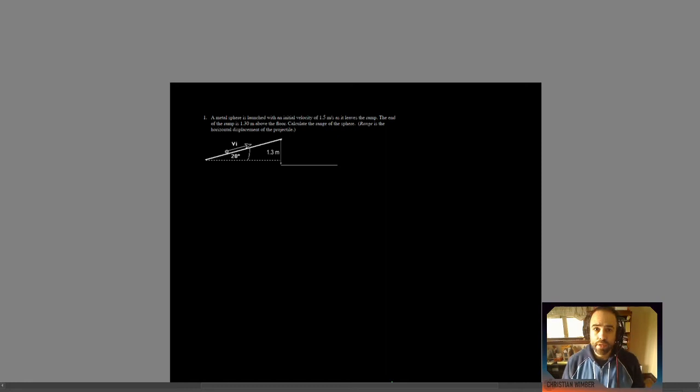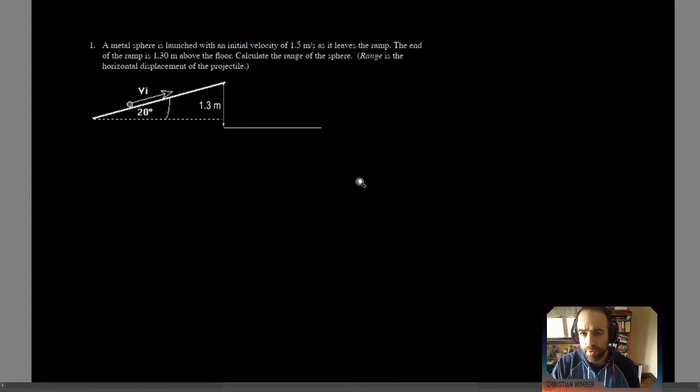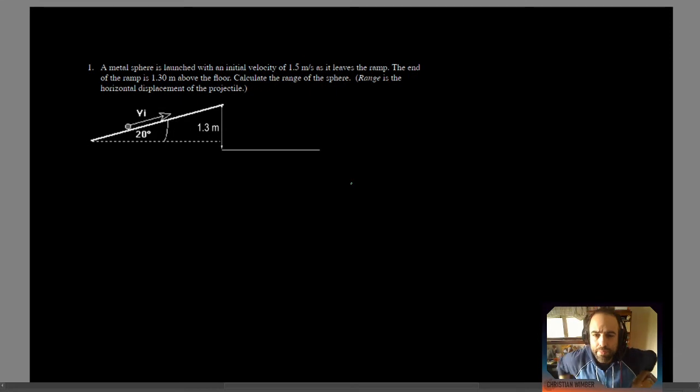All right, so let's take a moment and look at the problem. A metal sphere is launched with an initial velocity of 1.5 meters per second as it leaves the ramp. The end of the ramp is 1.3 meters above the floor. Calculate the range of the sphere. To start things off, I would expect you to read something like this and pick out what all these numbers mean, and figure out what numbers we're missing. I'd also expect you to be able to graph all this.